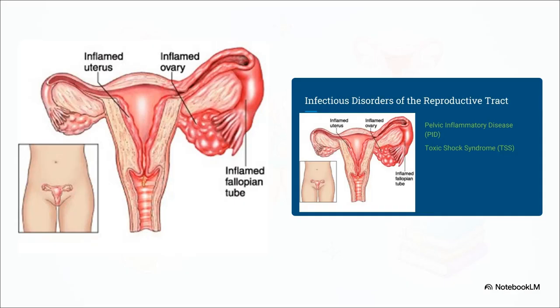Prompt nursing intervention here is totally critical to prevent long-term complications, especially infertility. The structural damage happening with the intensely inflamed uterus, the swollen ovary, and that massively swollen fallopian tube is intense. Without rapid treatment, we are looking at irreversible scarring.